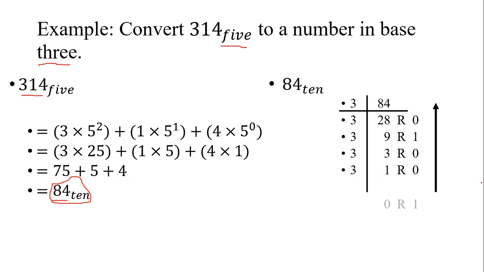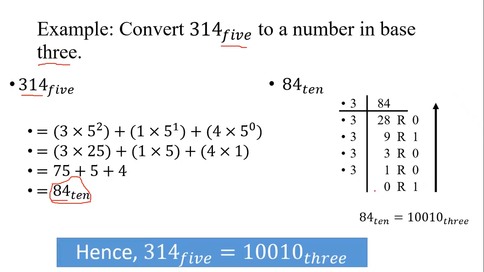So we know that we write the remainders from the bottom upward. So I'm having 1 0 0 1 0 base 3. So 84 base 10 is 1 0 0 1 0 base 3. Therefore, 314 base 5 is 1 0 0 1 0 base 3.